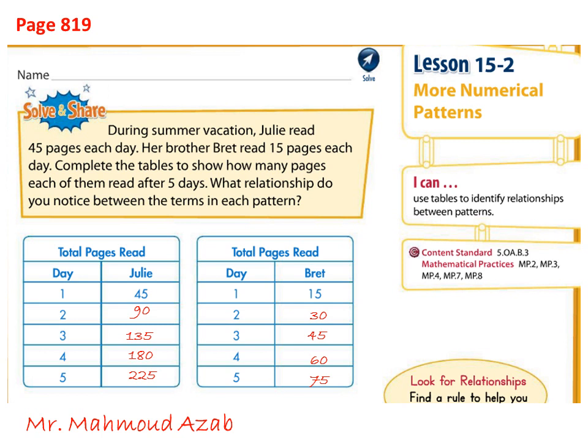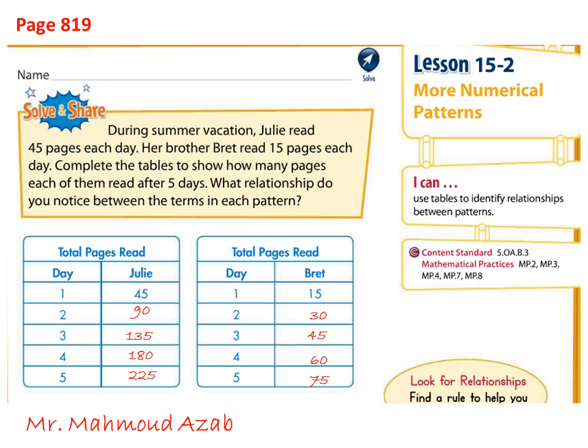Now, what's the relation between them? What relationship do you notice between the terms in each pattern? Use these tables to compare the numbers. Compare the number of pages for Julie and Brett for the first day. 45 for Julie and 15 for Brett. The second day, 90 for Julie and 30 for Brett, and so on. What's the relation between 90 and 30? Or what's the relation between 45 and 15?